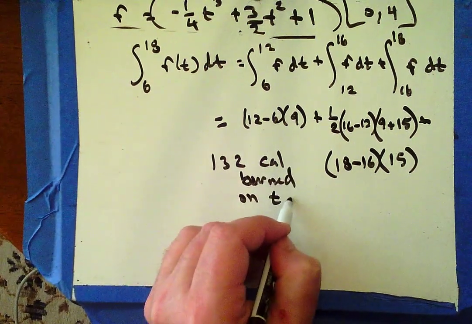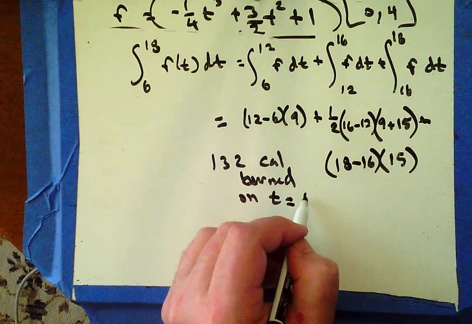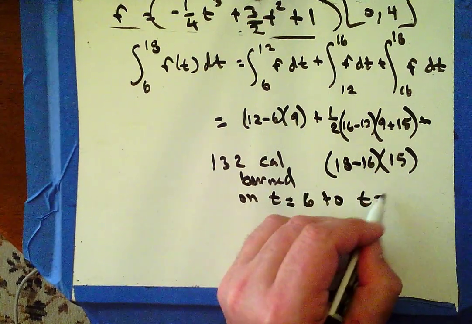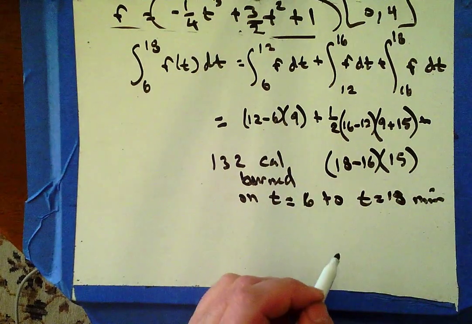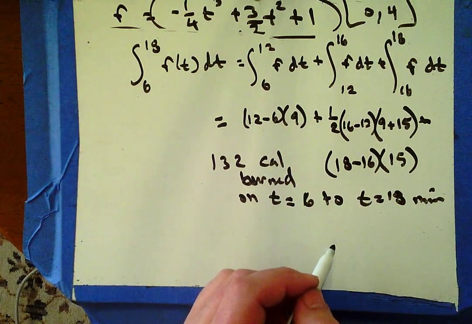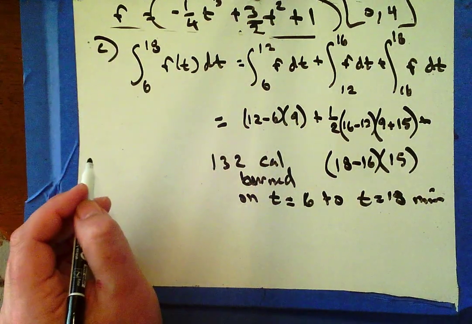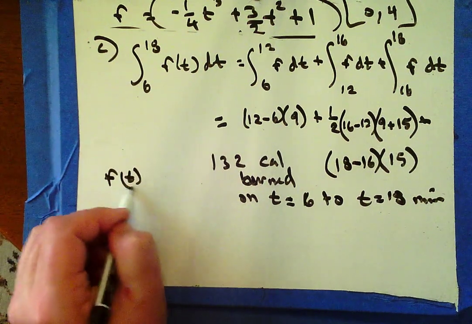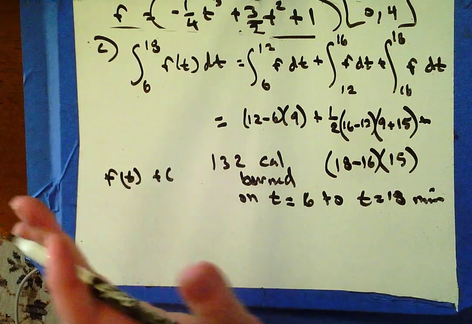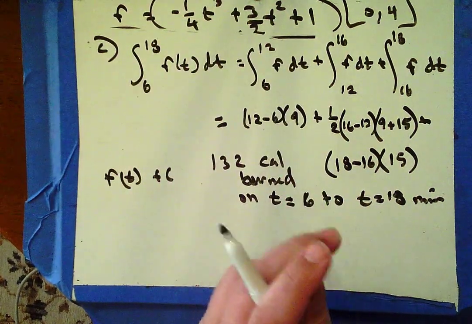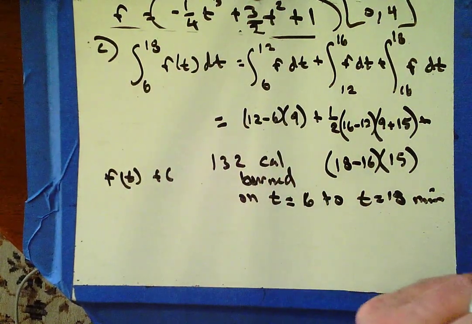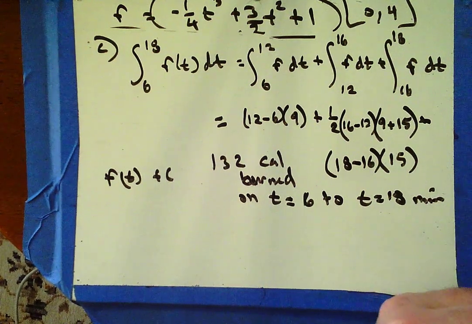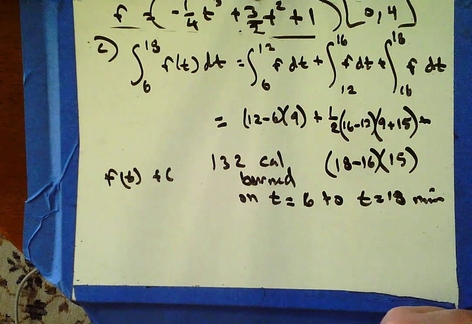on t equals 6 to t equals 18 minutes. Okay, there's part C. Part D. Getting on the machine is now changed to f of t plus c. Oh, so we're shifting this whole graph up, so we're going to be burning more calories. Okay, for this setting, find c so that the average of 15 calories is burned on 6 to 18.